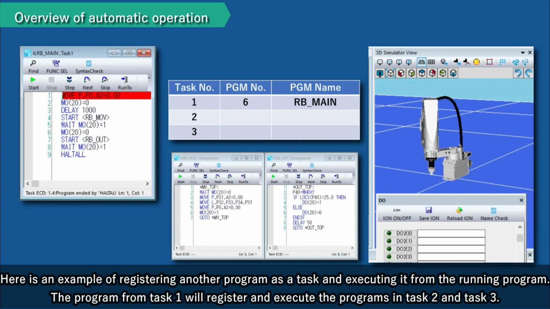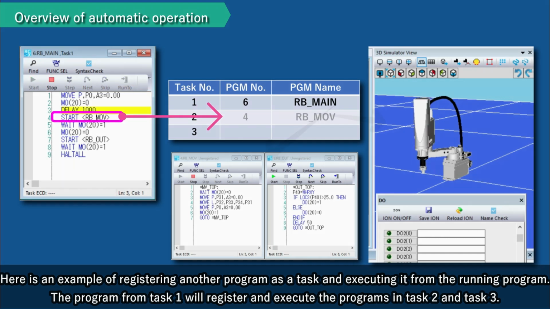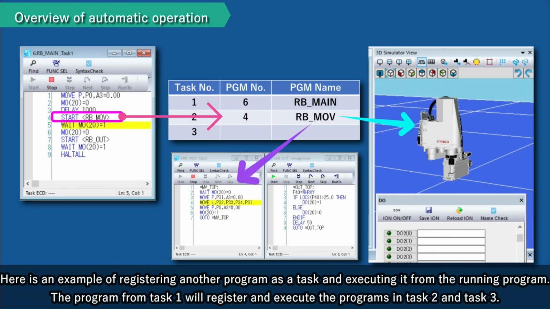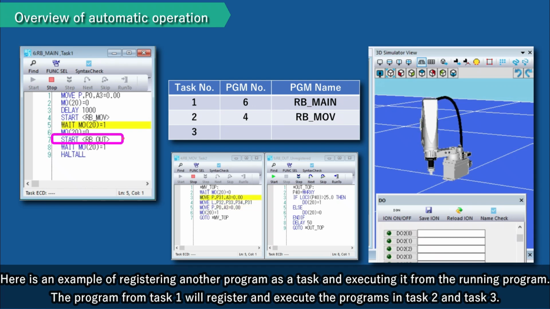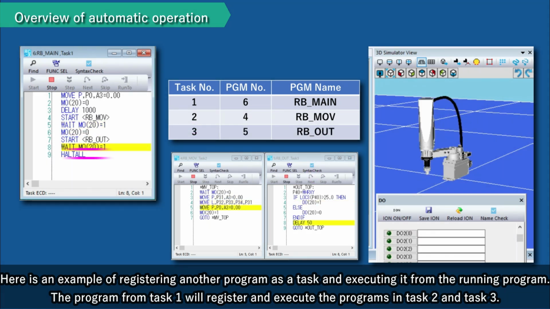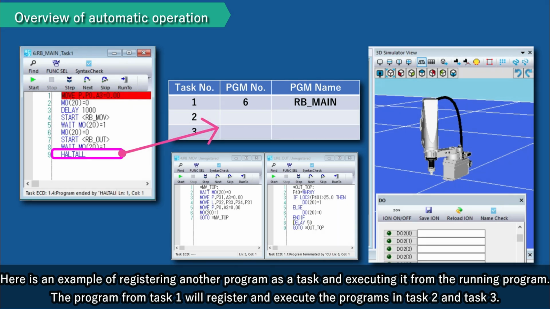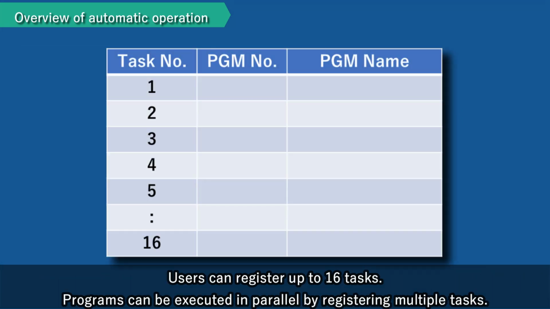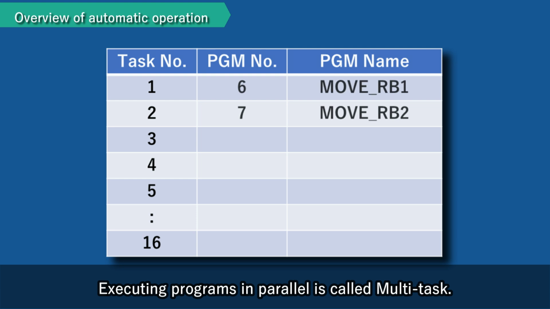Here's an example of registering another program as a task and executing it from the running program. The program from task 1 will register and execute the program in task 2 and task 3. Users can register up to 16 tasks. Programs can be executed in parallel by registering multiple tasks. Executing programs in parallel is called multitask.